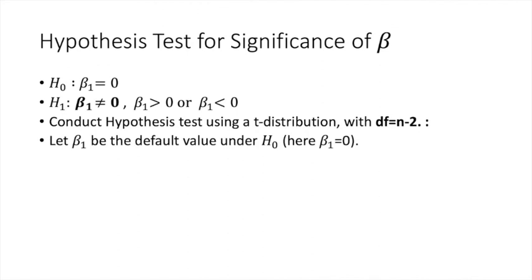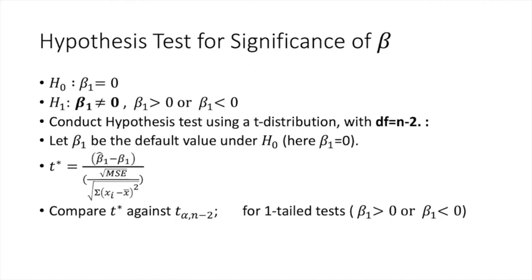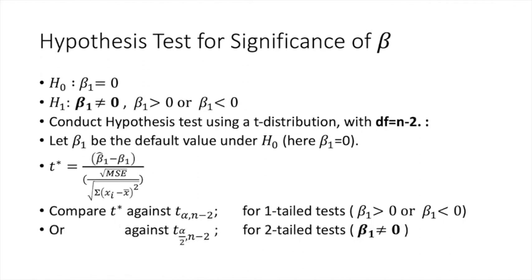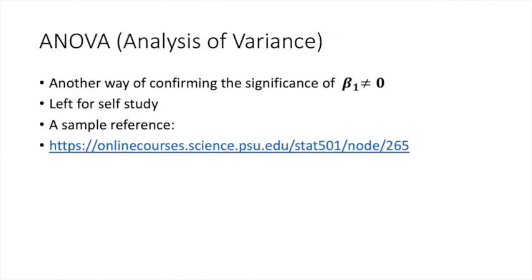Thereafter, we compute a t-statistic, as shown on your screens. And thereafter, we can compare it against critical values depending upon whether we have conducted a one-tailed or a two-tailed test. Alternatively, we can simply note the p-value and compare it with any significance level of our choice. Another way of confirming the significance of regression parameters is ANOVA, or analysis of variance. But that is the topic of another lecture. I do leave a reference below in the description for those interested.